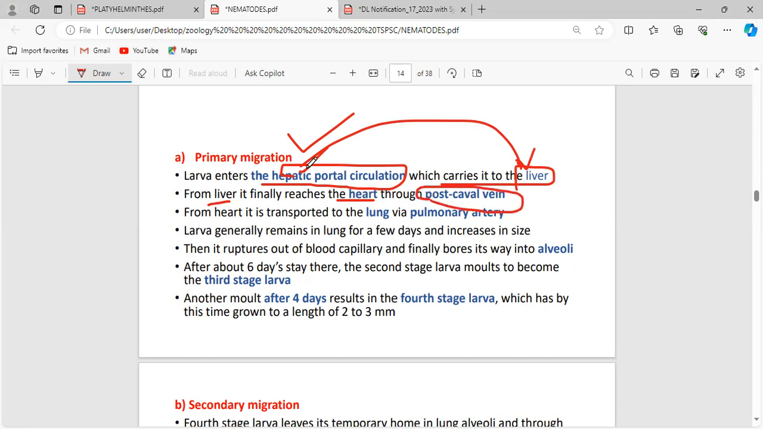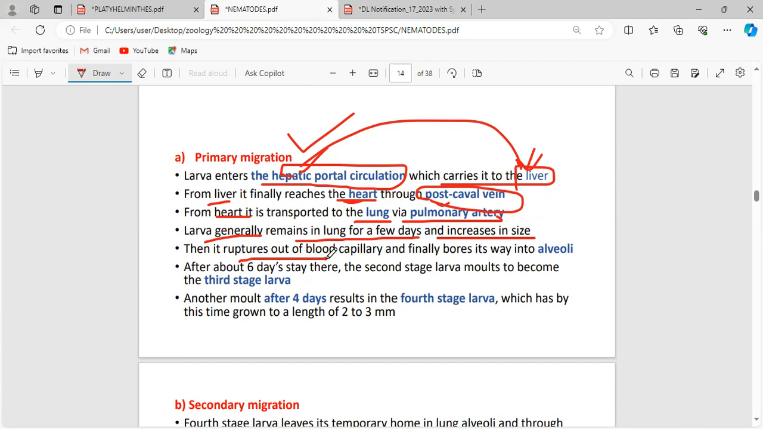From the intestine, it will reach the liver, and from the liver, it is going to reach the heart through the postcaval vein, and from the heart, it is going to reach the lungs via the pulmonary artery. The pulmonary artery is the one that carries deoxygenated blood from the lungs to the heart. By carrying those deoxygenated blood, from the heart it also carries the parasite to the lungs. The larva generally remains in the lungs for a few days and increases in size.